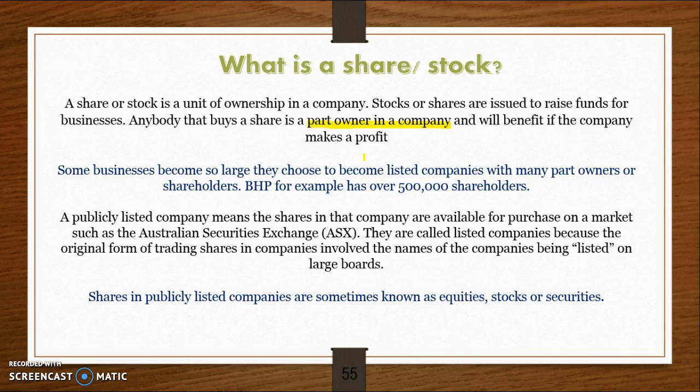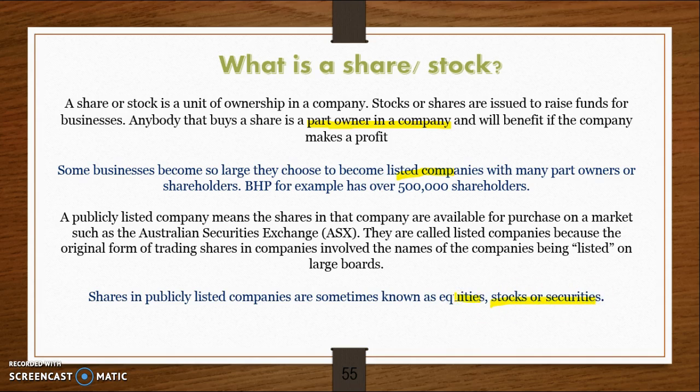Some businesses become so large they become listed companies with many part owners or shareholders, so you can have over 500,000 shareholders. A publicly listed company means the shares in that company are available for purchase on a market, which in Australia is the Australian Securities Exchange. They are called listed companies because the original form of trading shares in companies involved the names of the companies being listed on large boards. Shares in publicly listed companies can also be known as stocks, securities, or equities.